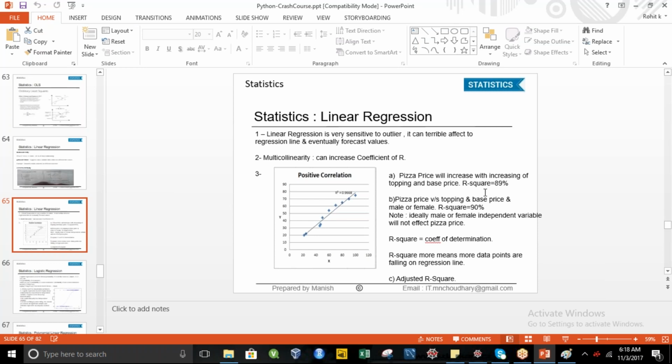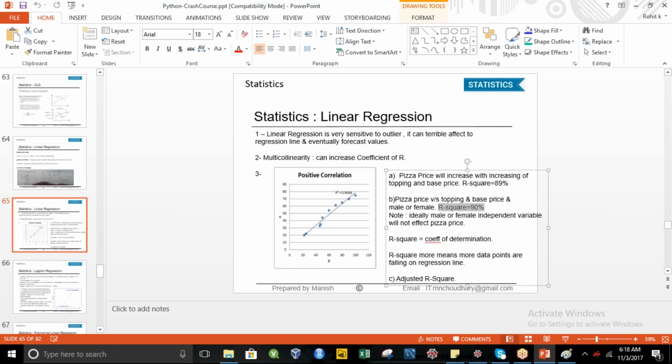Understand the point. If we are increasing the independent variables, R square value will increase, but it doesn't mean that whatever independent variable we are including is ideally needed. Suppose male and female, which we are considering as an independent variable for this model, pizza price will not increase if we add male and female. But what we found is R square value increased when we added the male or female variable. So even though the model is saying your R square value is better, now it is 90%. Earlier it was 89% only, meaning 89% of data was falling. Now 90% of data points are falling.